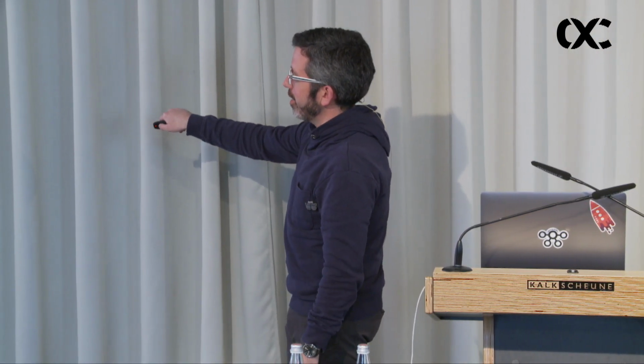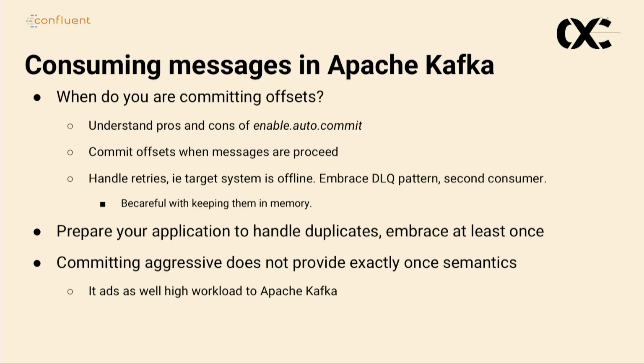This one here, commit aggressively, might sound surprising, but way too many people are doing it. Just think, committing aggressively does not give you exactly once semantics. For exactly once semantics, you need transactions, and there is a specific functionality in Kafka to handle that. And as well, if you commit aggressively, there is a huge amount of load that goes into Kafka for nothing.